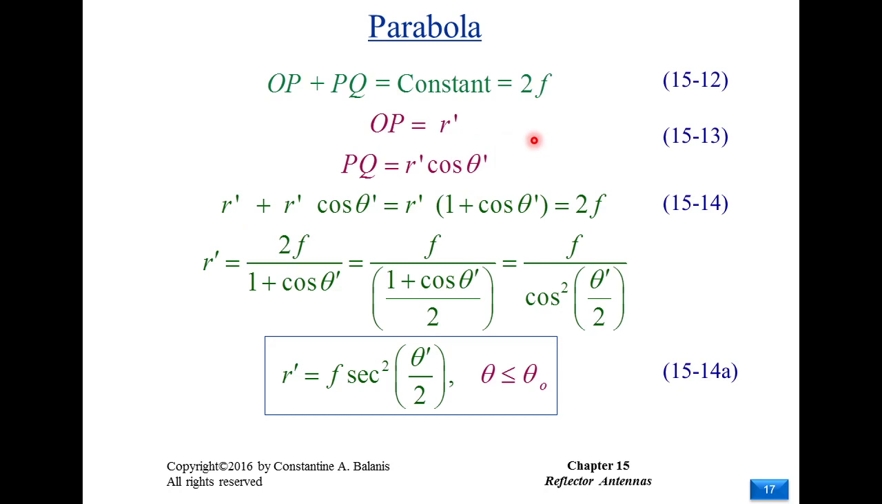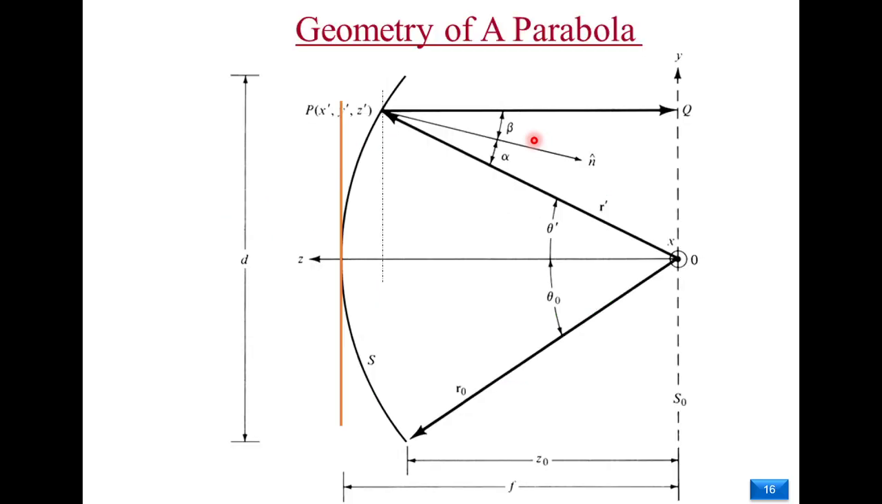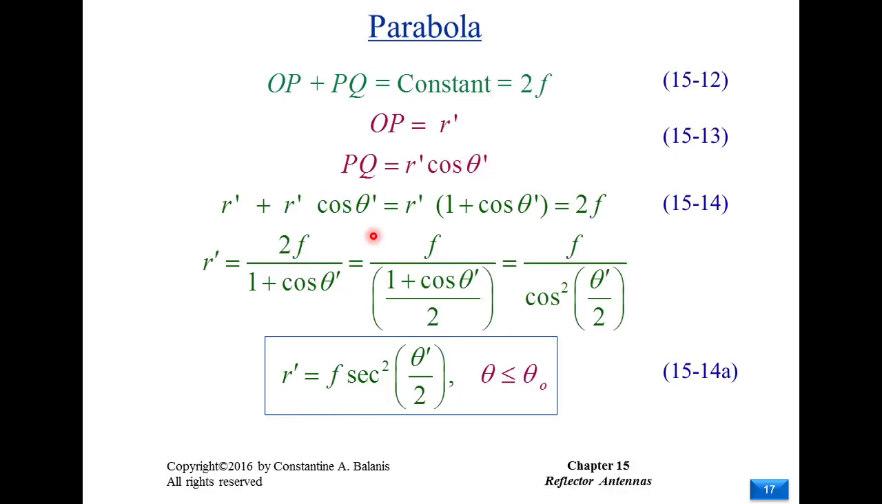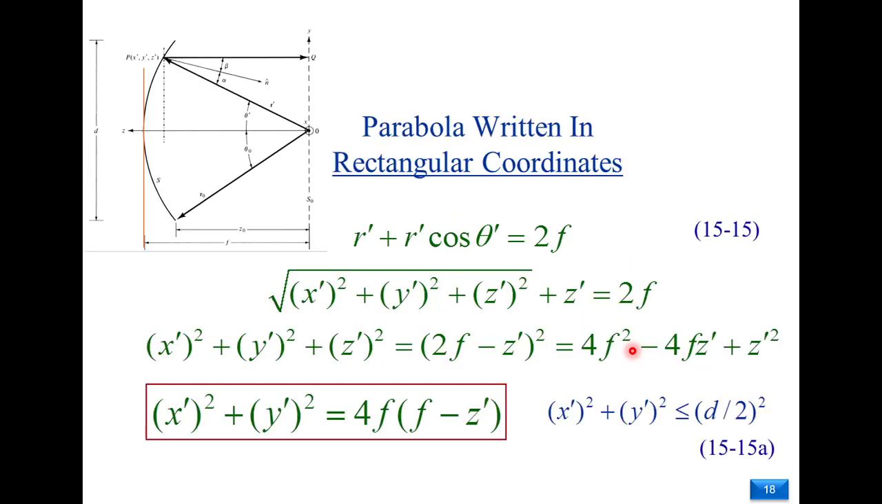F is the distance from the focal point or source to the center of the paraboloid. So just to go with the math, we can find the condition for that. The condition is R prime equal F divided by cosine square theta prime over 2. Just to continue with the math.